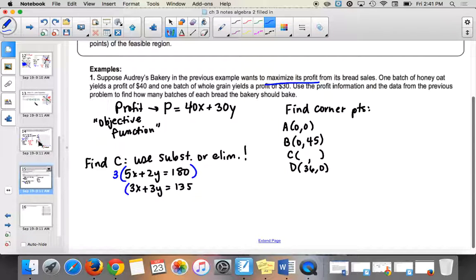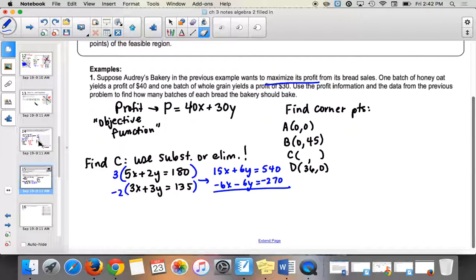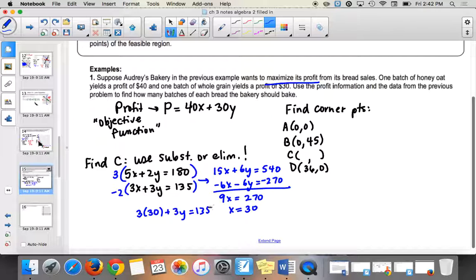So I multiply by 3, I multiply by -2. So I get 15x plus 6y equals 540. And I have -6x minus 6y equals -270. So I end up getting 15 minus 6 is going to be 9. So 9x equals 270, which gives me 30. And then I plug back in to find the other one. So 3 times 30 plus 3y equals 135. I think I end up getting 15. You guys can check, but I think it's 30, comma 15.